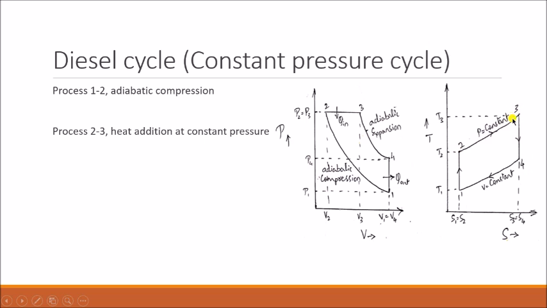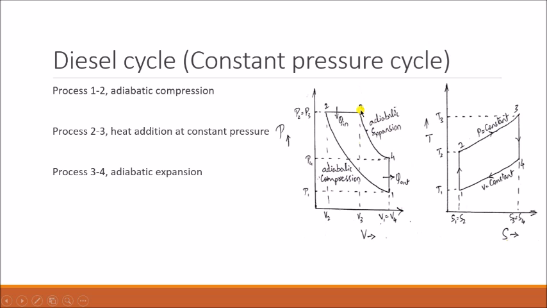You can see the temperature T3 will be the maximum in the whole cycle. Okay, the T3 temperature will be maximum in the whole cycle. After the heat has been added to the gas, the gas has to expand. That is the third process, process 3 to 4, adiabatic expansion.